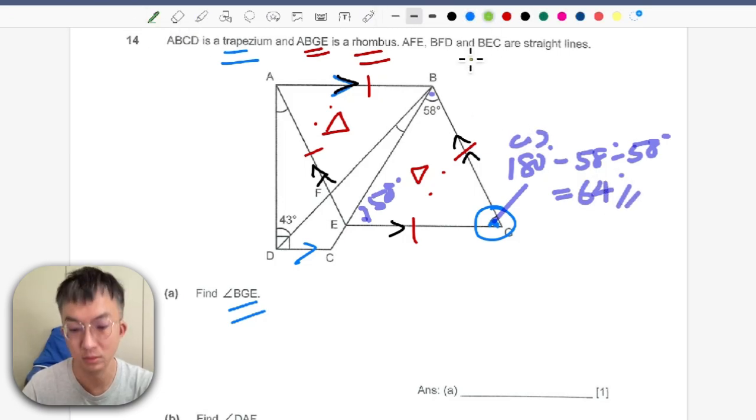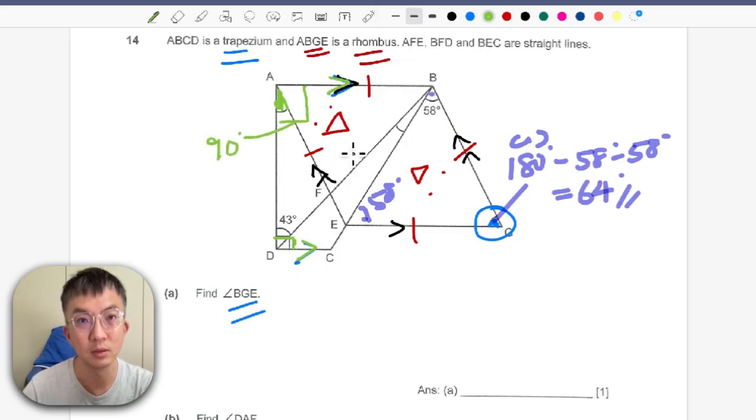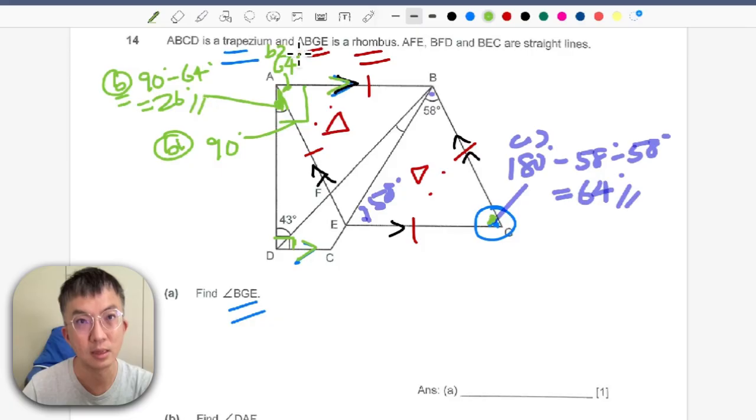Now, what about part B? They want DAF. Okay, DAF, which is over here. Okay, for the fact that this is a right angle and this is a trapezium, so this is parallel, that means this is also 90 degrees. And for the fact that this is a rhombus, whatever you have here is equal to here, this 64. Okay, so that's why it's very important to know the properties of the angles. So the actual B answer will be 90 degrees minus this 64, to give you 26 degrees. And that's the answer for B.